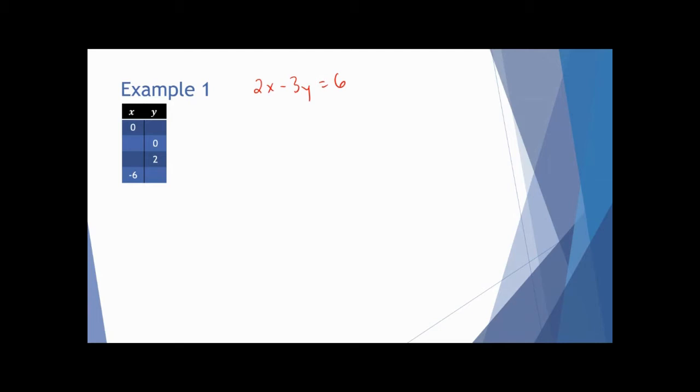So the table is giving us x and y values. The first row has a number of 0 in the x column. So that is telling us that x is equal to 0.